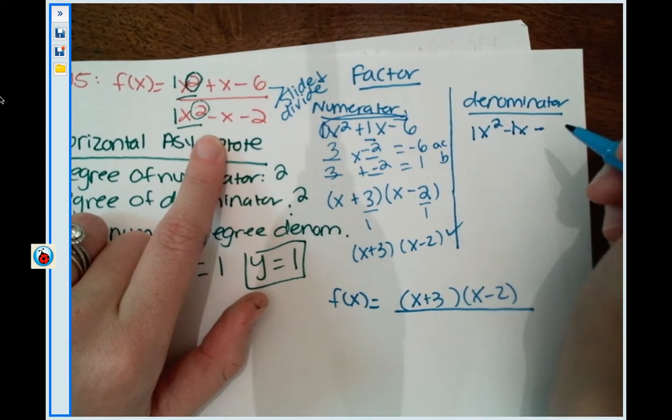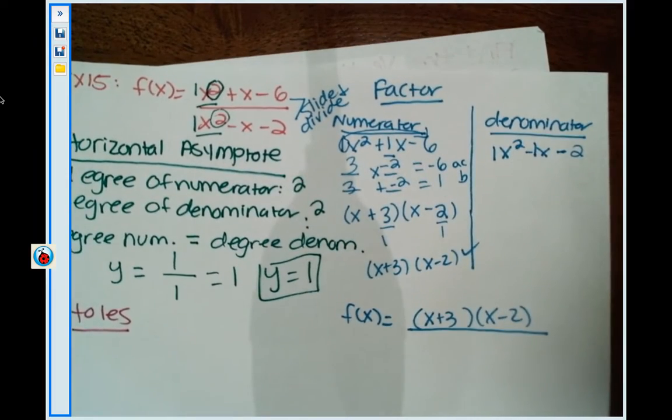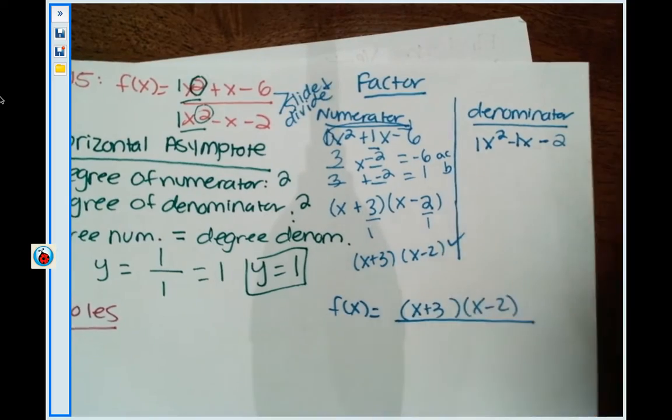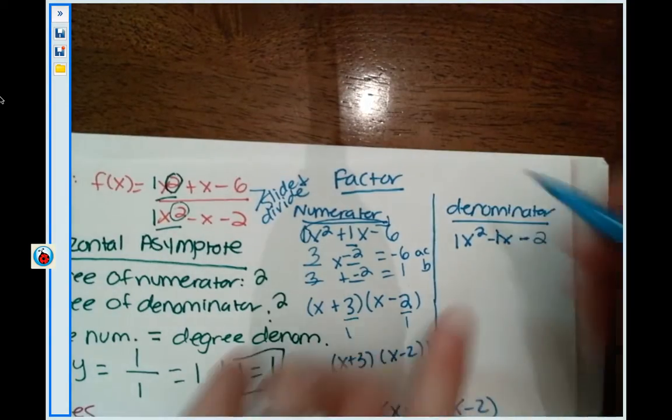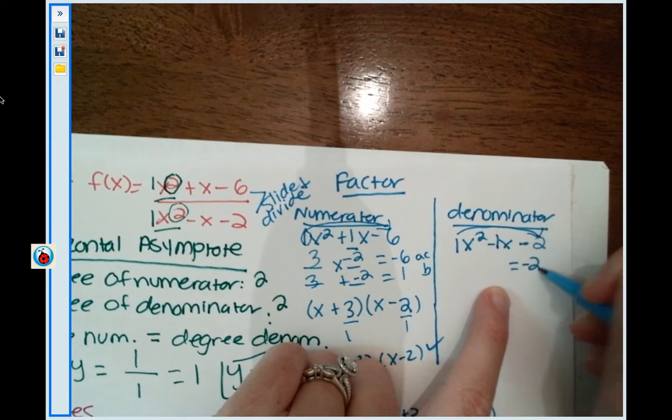I'm going to put a 1 in front of the x's that don't have anything since there secretly is a 1 in front of them. These two secretly have a 1, so I just went ahead and put it in front. Alright, let's do this. We're going to slide our a to our c. 1 times negative 2 is negative 2.